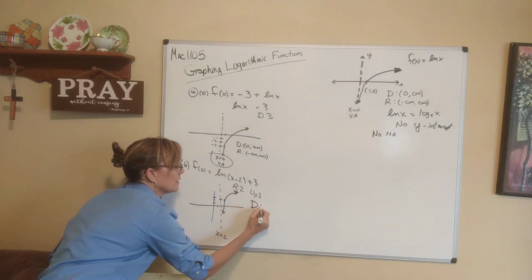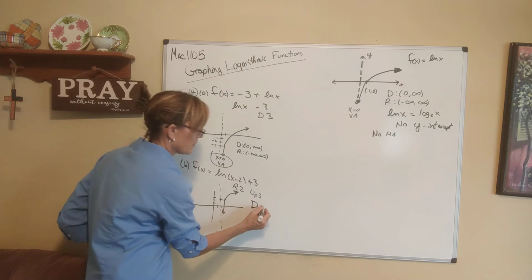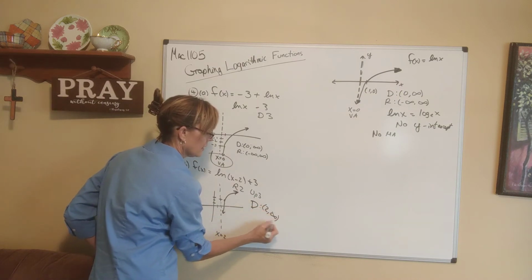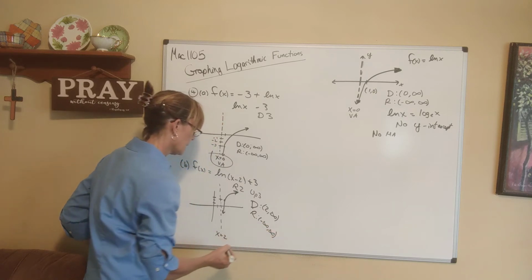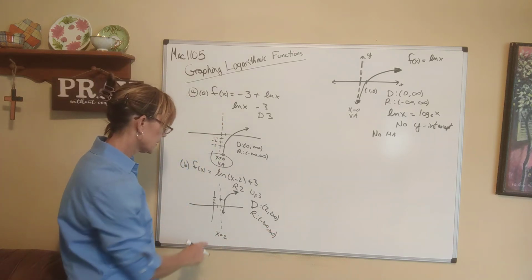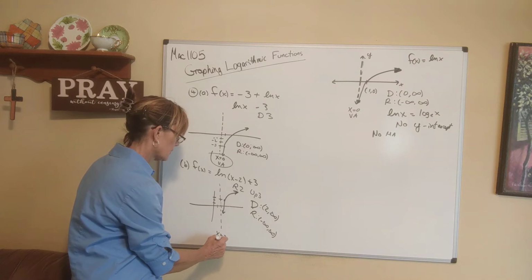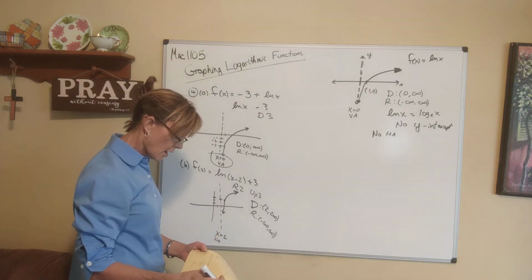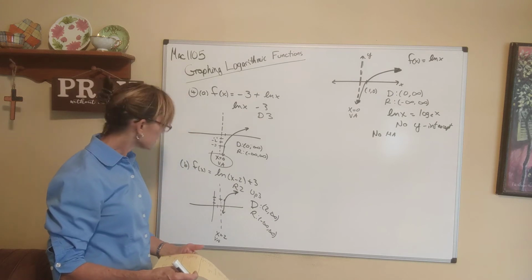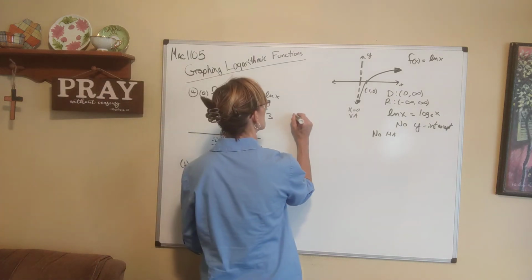The domain for this guy is from 2 to infinity. The range is still negative infinity to positive infinity. And I'm not worried about the x-intercept. This is the vertical asymptote right there. That's what you'll be asked to provide for me. Okay, then let's do part C.